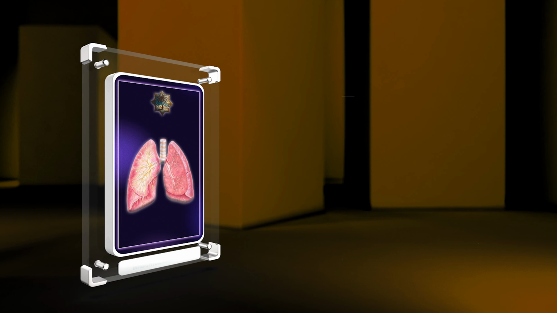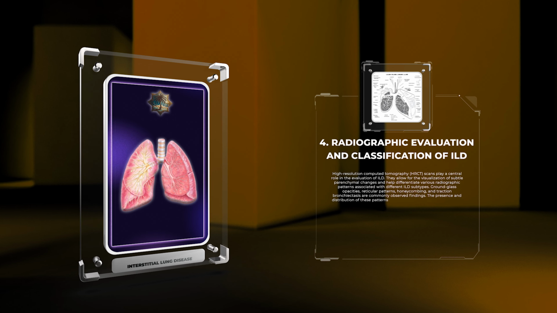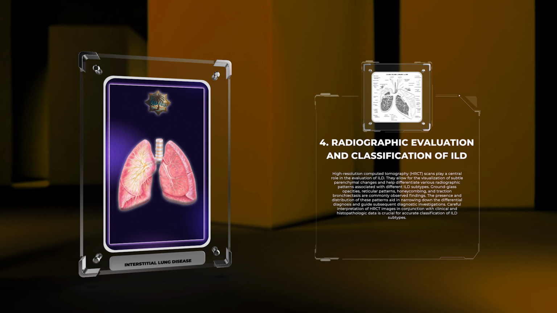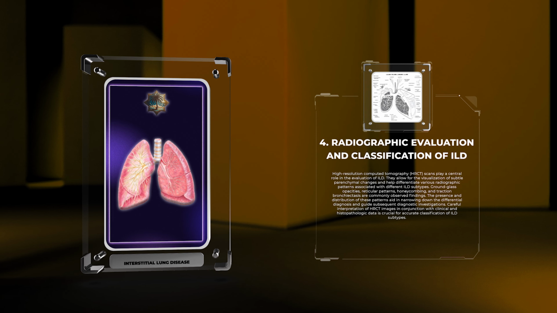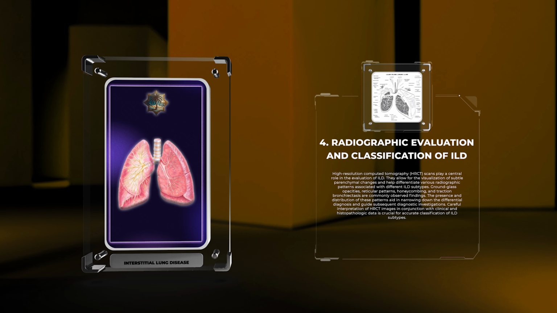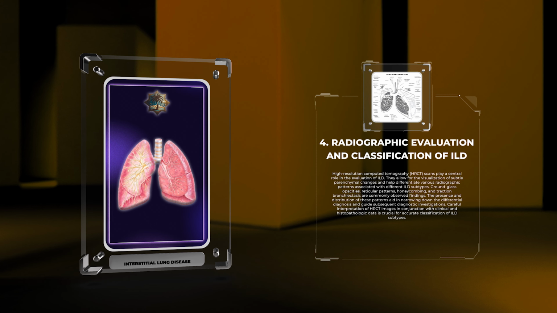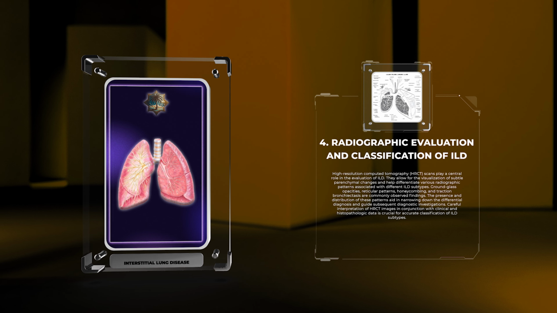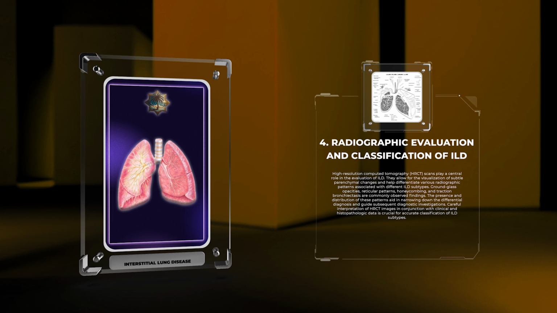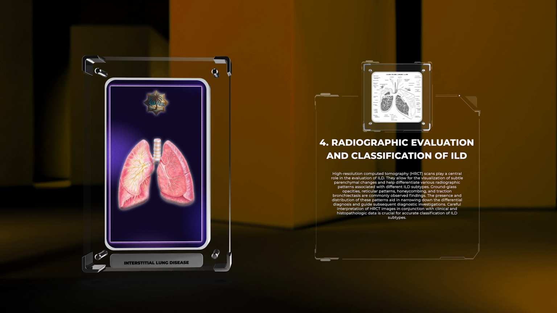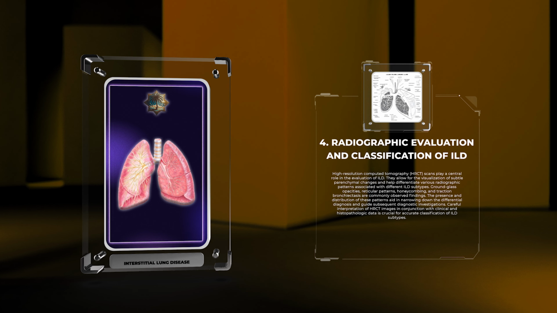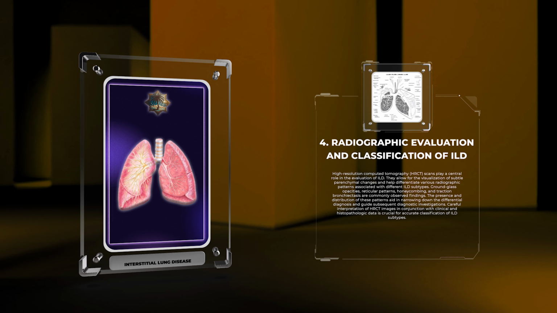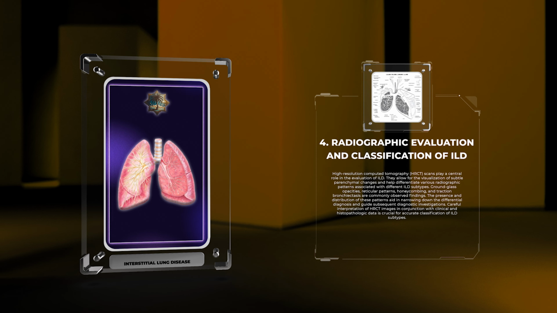High-resolution computed tomography, HRCT, scans play a central role in the evaluation of ILD. They allow for the visualization of subtle parenchymal changes and help differentiate various radiographic patterns associated with different ILD subtypes. Ground glass opacities, reticular patterns, honeycombing, and traction bronchiectasis are commonly observed findings. The presence and distribution of these patterns aid in narrowing down the differential diagnosis and guide subsequent diagnostic investigations. Careful interpretation of HRCT images in conjunction with clinical and histopathologic data is crucial for accurate classification of ILD subtypes.